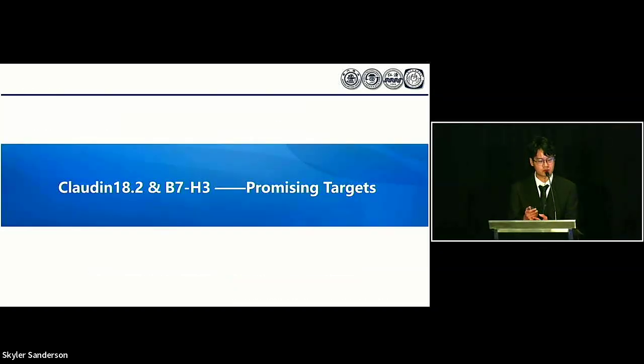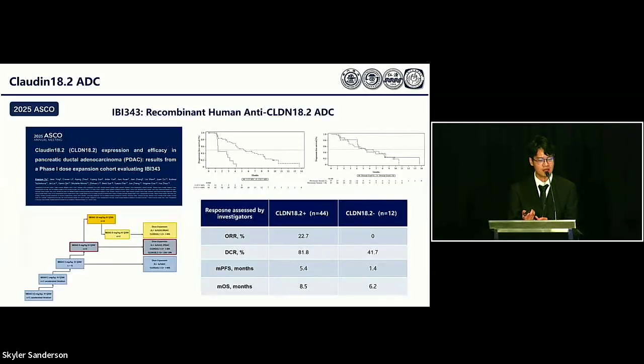And next, I will introduce two promising targets, Claudin 18.2 and B7H3. It has been reported that Claudin 18.2 is highly expressed in more than 60% of pancreatic cancers, which makes it a potential therapeutic target.